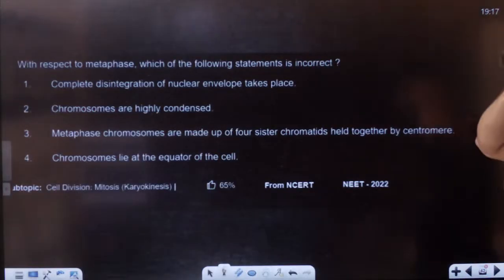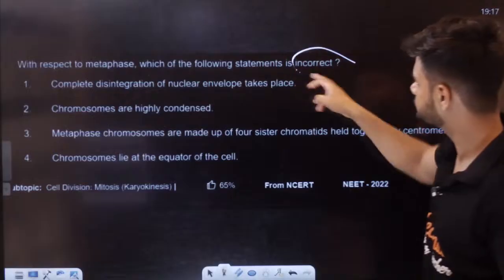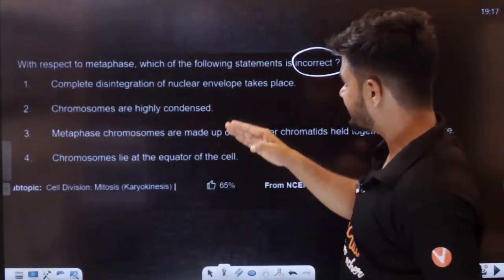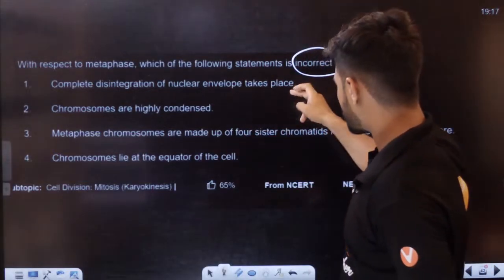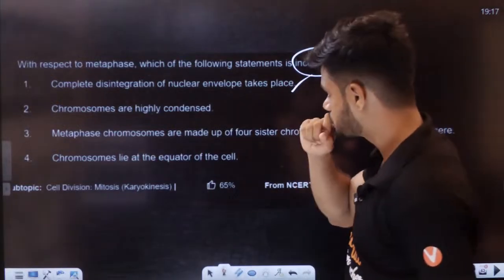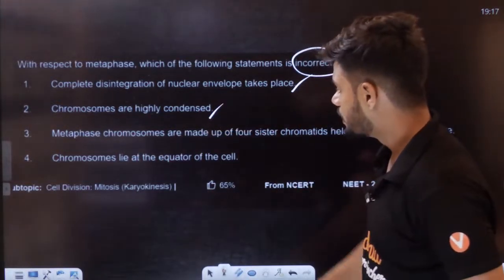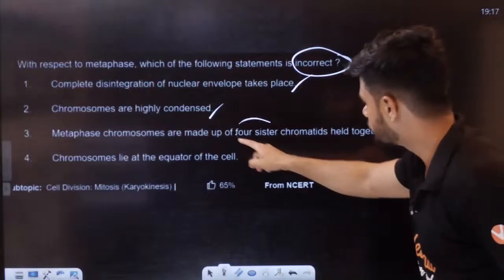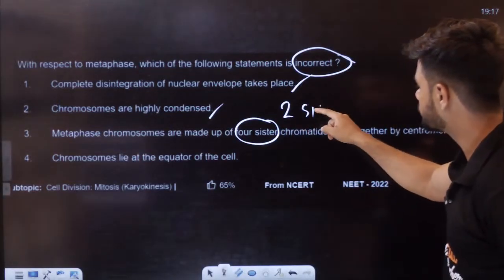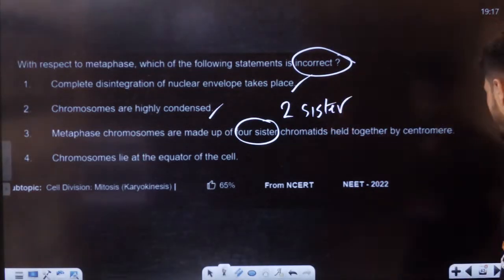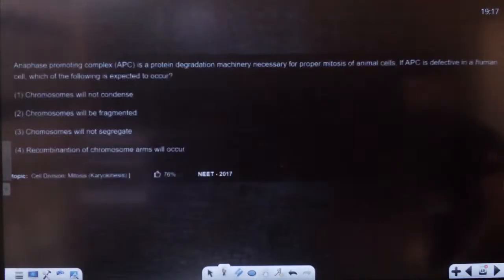With respect to metaphase, which of the following statements is incorrect? Complete disintegration of nuclear envelope takes place. Obviously, complete condensation is happening. Chromosomes are highly condensed. Metaphase chromosomes are made up of 2 sister chromatids, not 4 sister chromatids. Wrong. Okay.